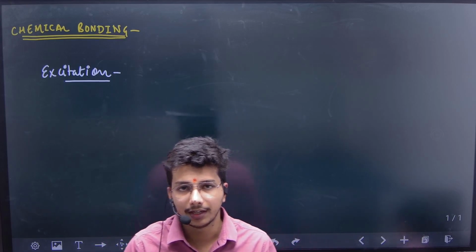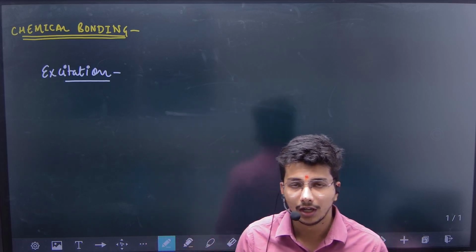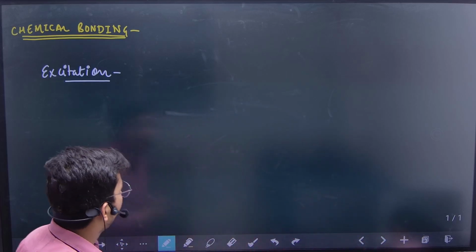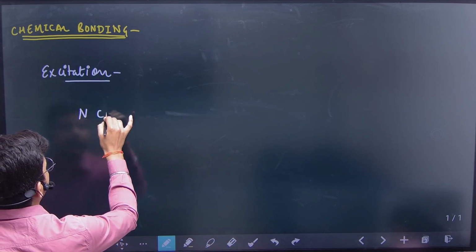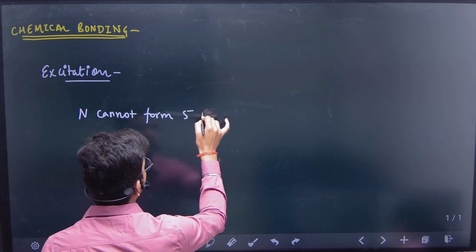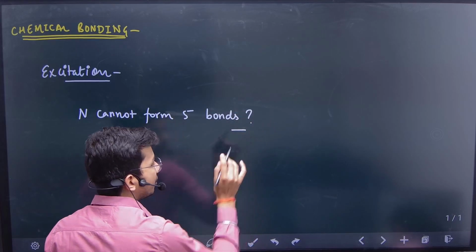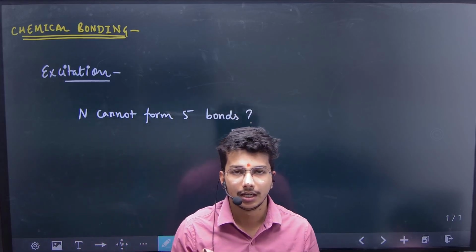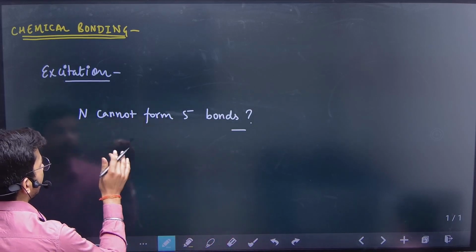And that's why we have a few conclusions. That is what we are going to talk about in this lecture, and we will be able to answer the question: why nitrogen cannot form 5 bonds. We know that nitrogen has 5 electrons in the valence shell, yet it cannot form 5 bonds. Why? That we'll understand in this topic.